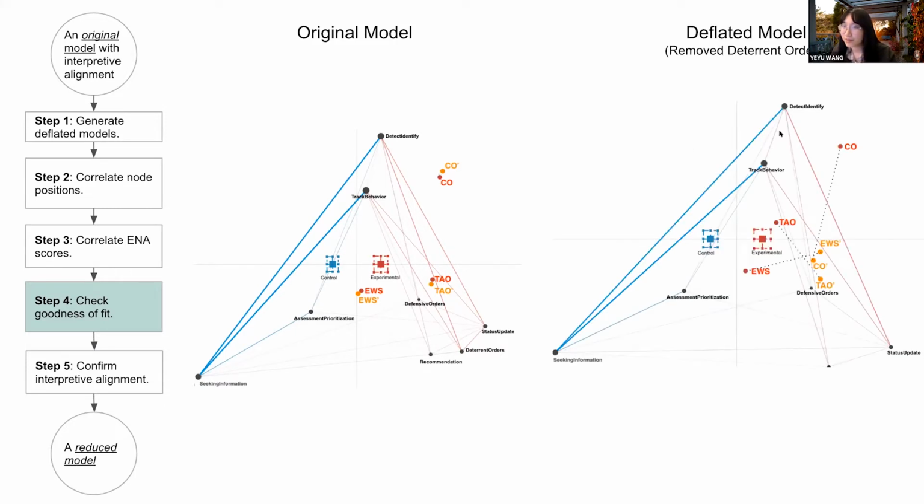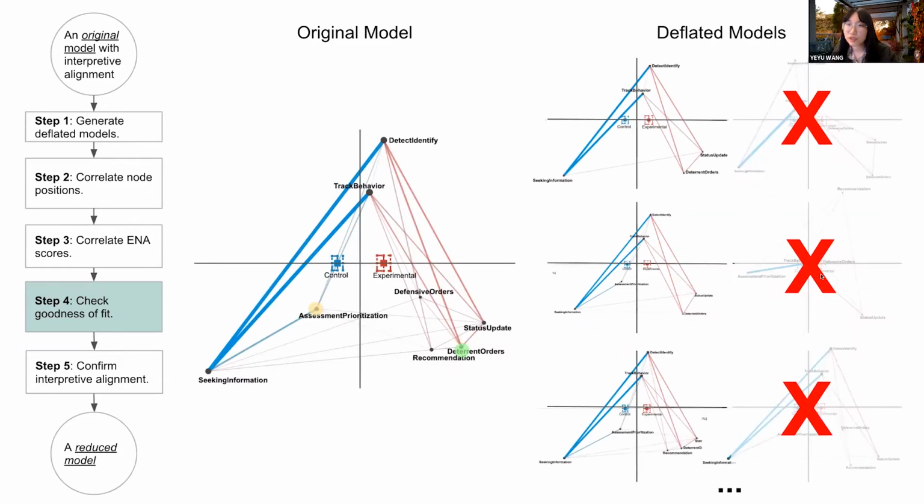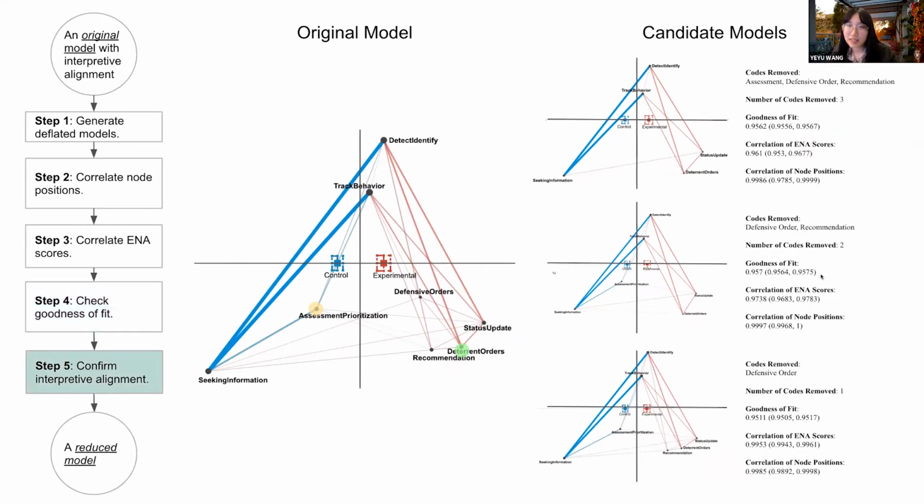But if we look at the deflated model, as you can see, the ENA scores and the centroid for each unit are very far away from each other, which indicates a low goodness of fit, which further indicates the interpretation of the deflated model is probably not reliable. So we remove this model as well. After steps 2, 3, 4, we have 3 candidate models left.